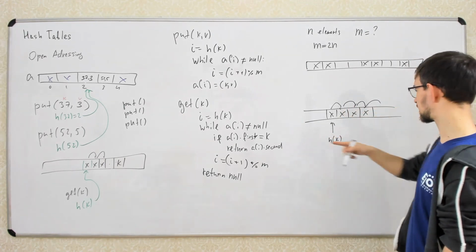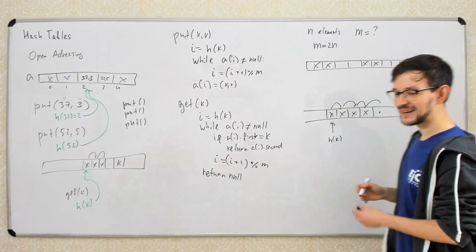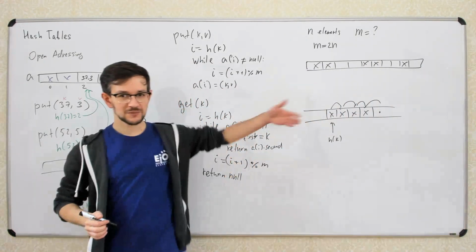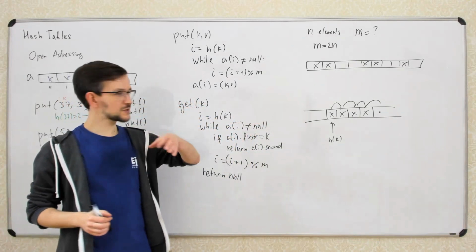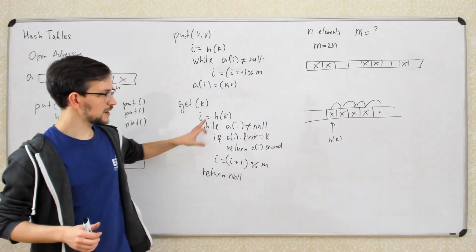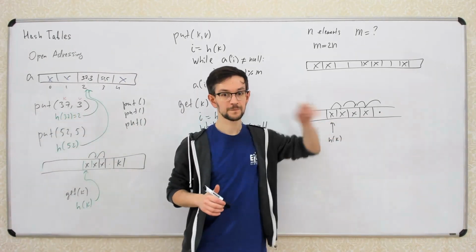I have the same pictures there. Okay. And try to find the closest empty cell to the right. And the time complexity depends on the number of steps you need to make to find the empty cell.